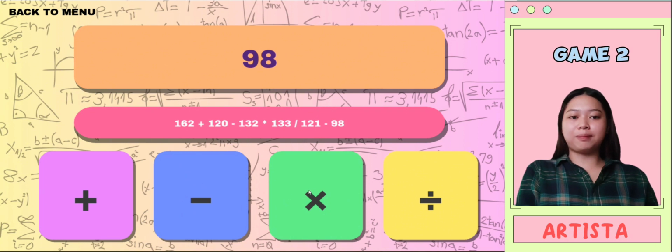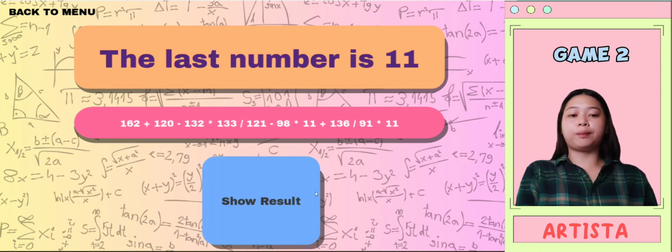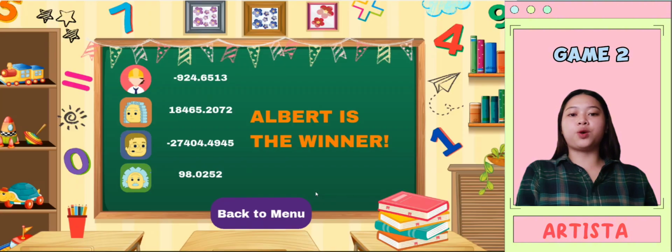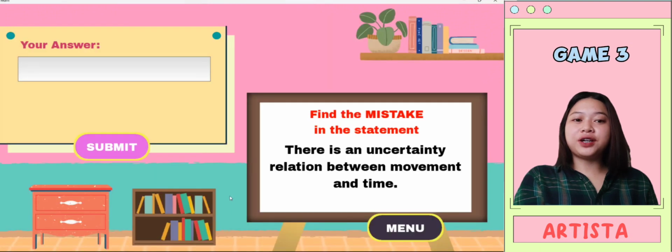Following the end of the turns, the application will direct the user to a screen displaying the number that was provided by the program, the operators that the user selected, and the last number that was provided. The Show Result button, which goes along with this screen, is where the application will reveal who won by getting the closest to 101.